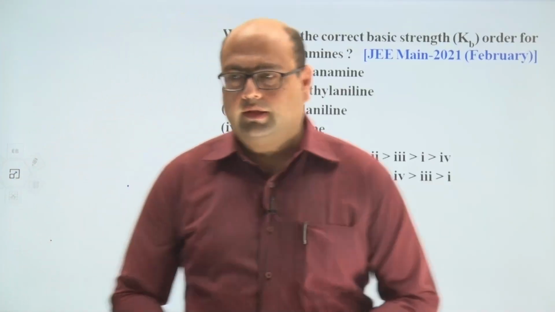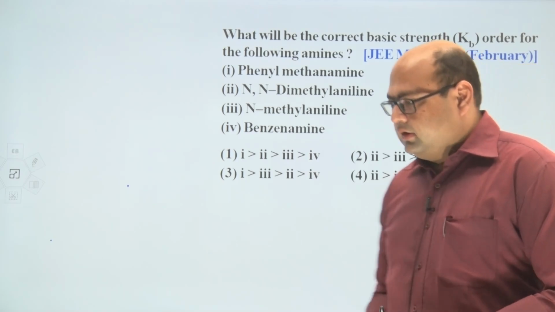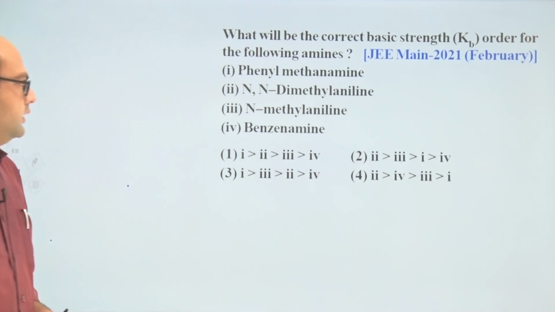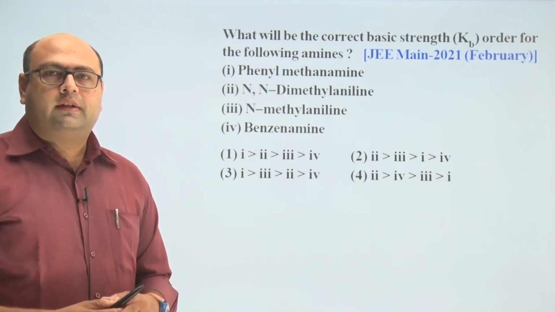So let's discuss the question from the JEE paper. The question says, what will be the correct basic strength, Kb, order of the following amines? So these are the 4 amines given. Their structures we can draw, and after drawing the structures we have to see which one has the more basic strength.